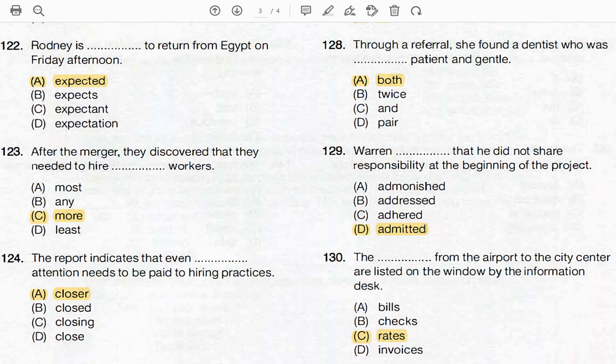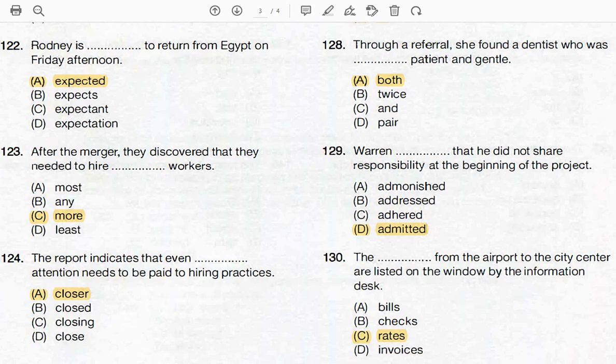The next, Rodney is expected to return from Egypt on Friday afternoon. A option, expected, is the past participle required to complete this sentence. B option, expects, is the third person singular verb, so we are not able to choose this one. C option, expectant, is an adjective and D option, expectation, is a noun.